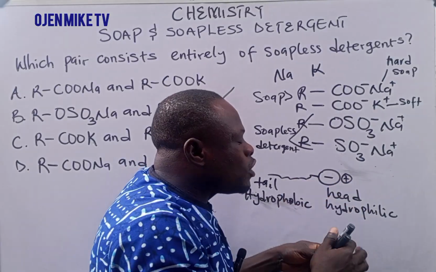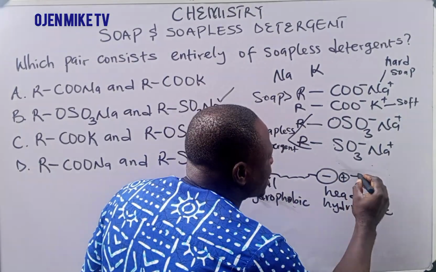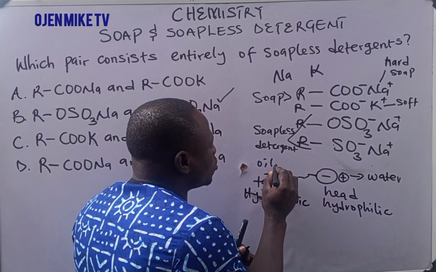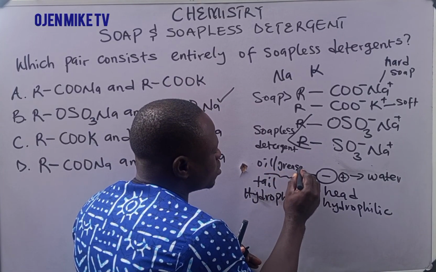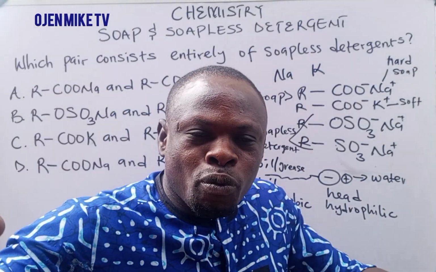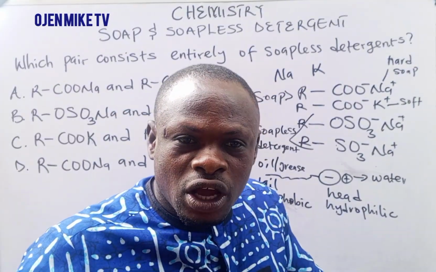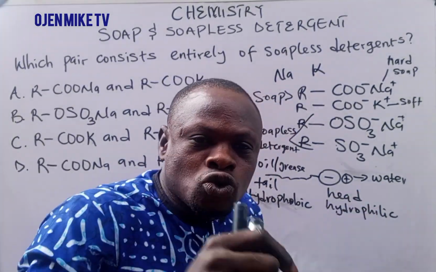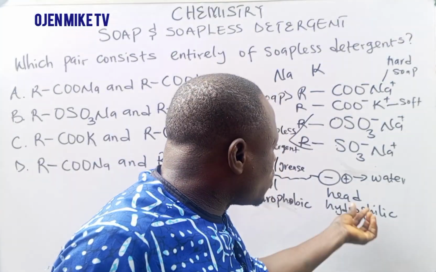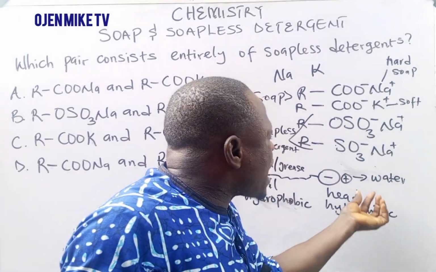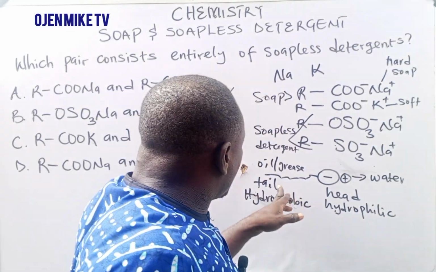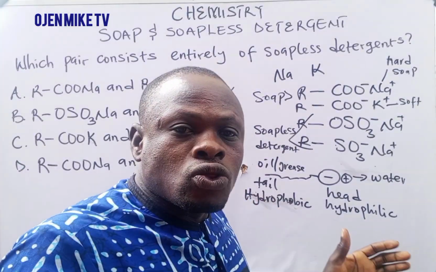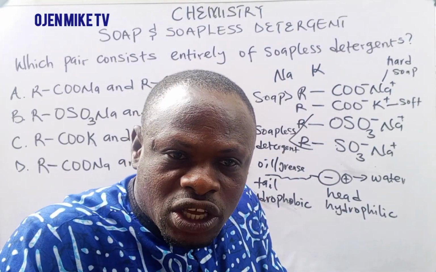Now, this head is the one that will attach itself to water, while this one will attach itself to either oil or grease. So when soap wants to remove grease or any dirty substance, when you soak your clothes inside water, what will happen? The head of the soap, that is hydrophilic, will attach itself to the water, while the tail, that is hydrophobic, the one that does not love water, will attach itself to the dirty part of the clothes.